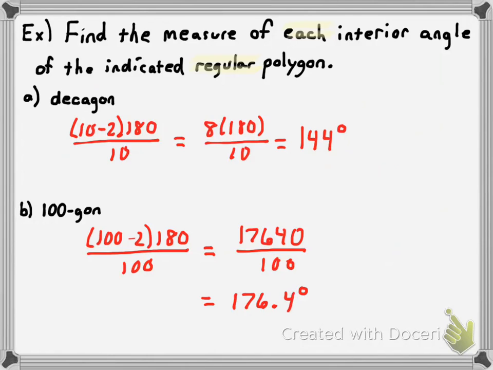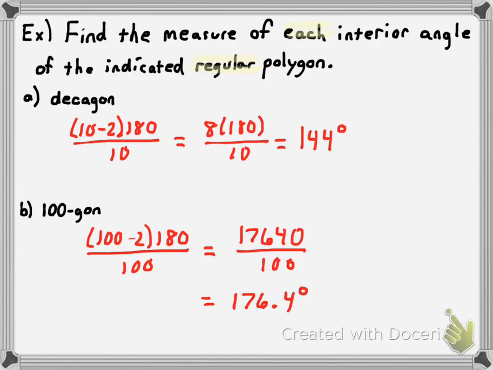Now, a good extension question to this is, what do you think the maximum measure of an interior angle for a regular polygon would be? Any ideas? Well, you can't have an angle that's more than a straight angle, can you? And you can't have a polygon if all you have are straight angles. So you're never going to have an interior angle measure that's greater than 180 degrees in a convex polygon.